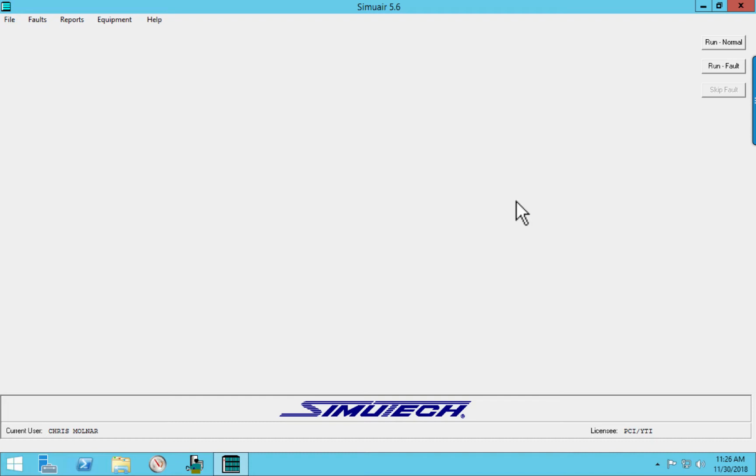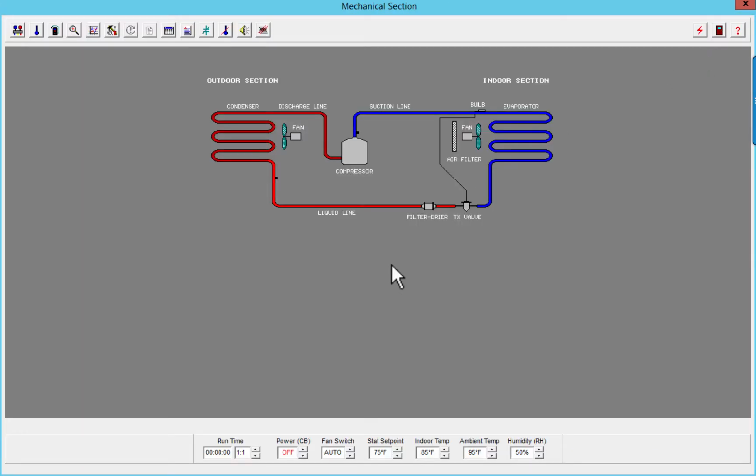In order to really do this, I'm going to use the Simutech simulator for the air conditioning. Now, I have set this equipment to be a split system and using R410A. So the first thing let's do is let's go ahead and look at a normally running system. So I'm going to select my system here. Okay, I'm going to power it on.